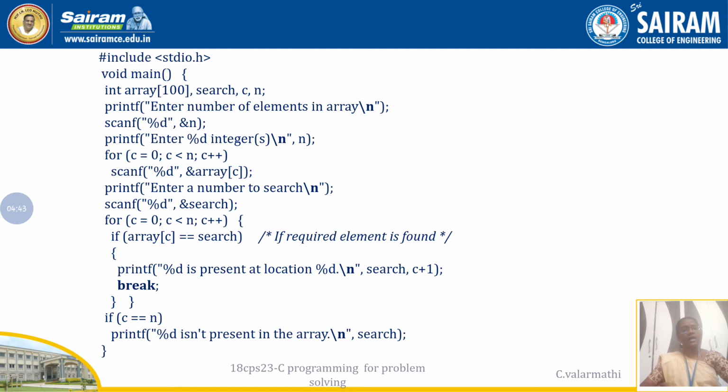At the location array of 2 only, my third value will be stored. So for my convenience, I have printed that the searching element is present at the location c plus 1. Then I will break the loop.